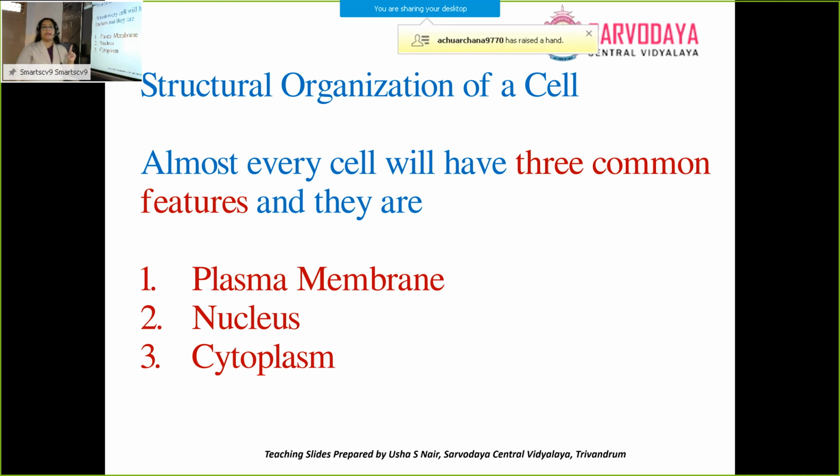Nucleus, again, in detail we'll be learning. Already I've mentioned it is the most important thing in a cell. It controls the activities of the cell. I know you all know this, but we'll be learning a little more detail about this. Then we have the cytoplasm. It is a jelly-like substance found in a cell.